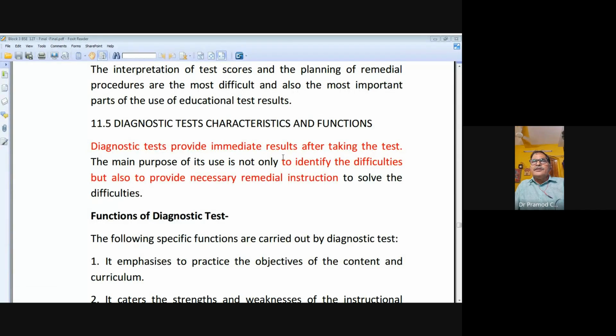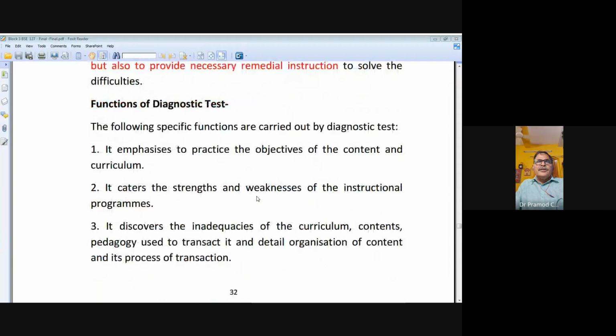Immediate results we will have to get, and we must identify the difficulties and provide the necessary help or assistance in case of the instruction, and automatically we will be able to solve the learning difficulties. And you know that diagnostic tests are very essential to provide proper help or assistance to the students to achieve the educational objective.